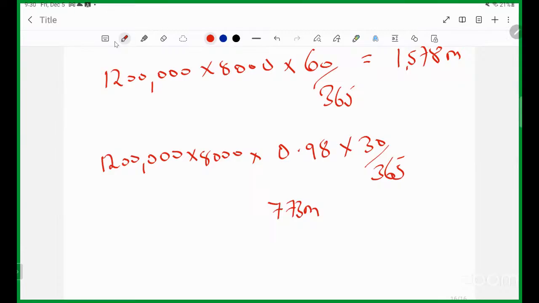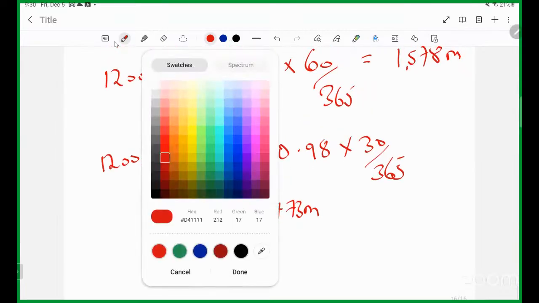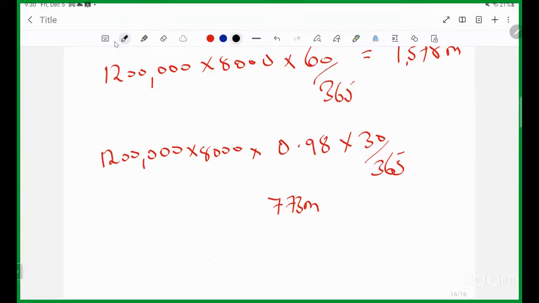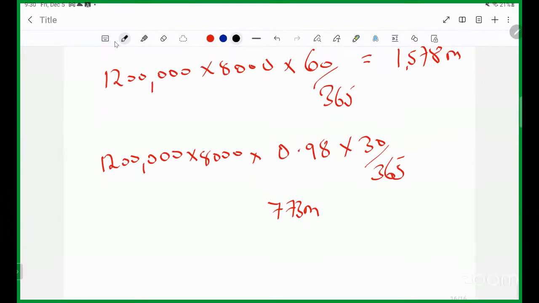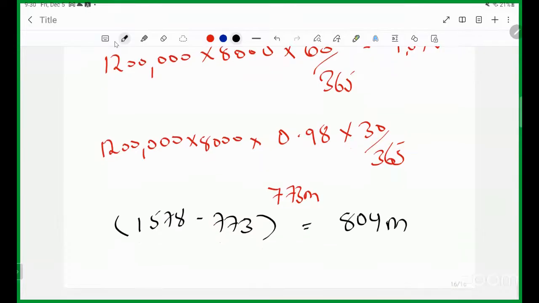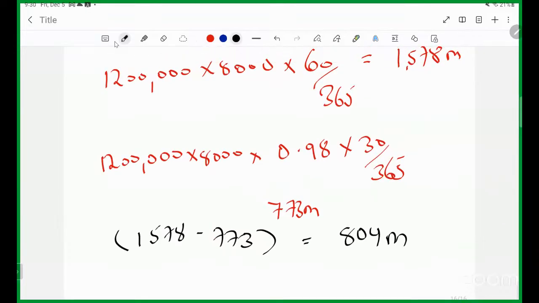You see that my payables are going to reduce. Now they're also making sure I pay, so my payables are going to reduce from 1.578 to now 773 million. There is a reduction of almost 804 million in payables. But is this a good thing for me, or is it good for them?